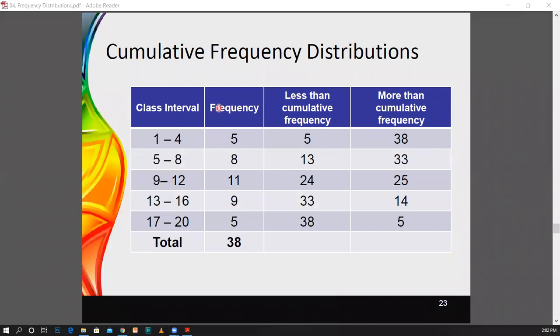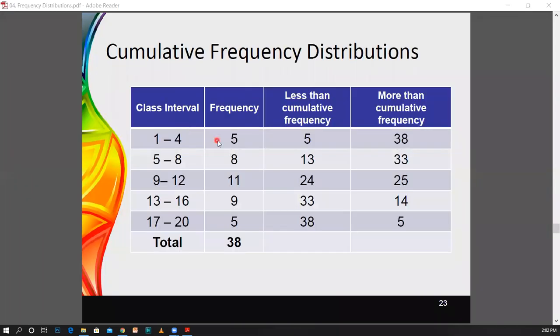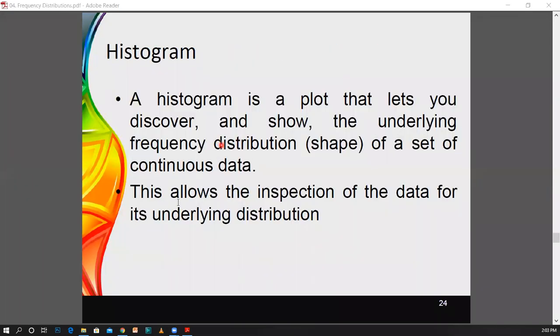Normally, we are using the group frequency distribution. We are using the histograms to graphically denote the group data distribution. And this allows the inspection of the data for its underlying distribution. This is what I have mentioned previously also. And once you are using a histogram, in the other way around, if you have the data set, you can easily obtain the histogram. Or if you just have the histogram, you can have an idea regarding the underlying frequency distribution.